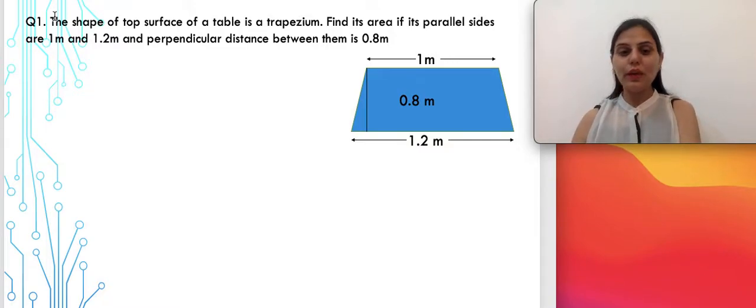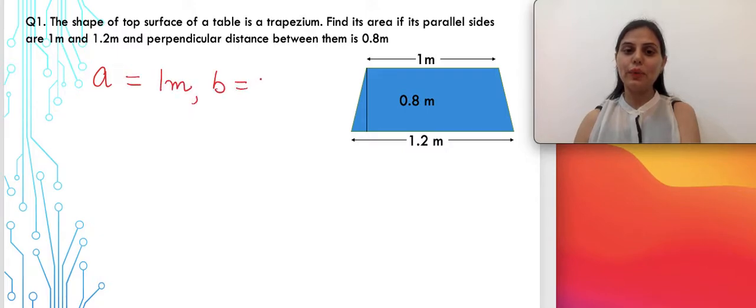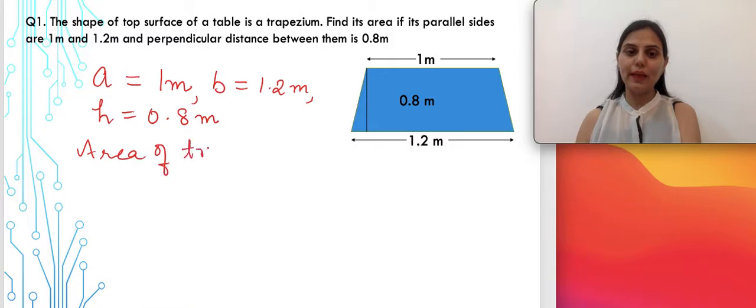For a trapezium, we have two parallel sides. In this case, let us take the smaller side A as 1 meter and the other side B as 1.2 meters. Let us suppose the distance between them is represented by h, which in this case is 0.8 meters. Now, since we know that the area of a trapezium is given by a particular formula, let us write that first.